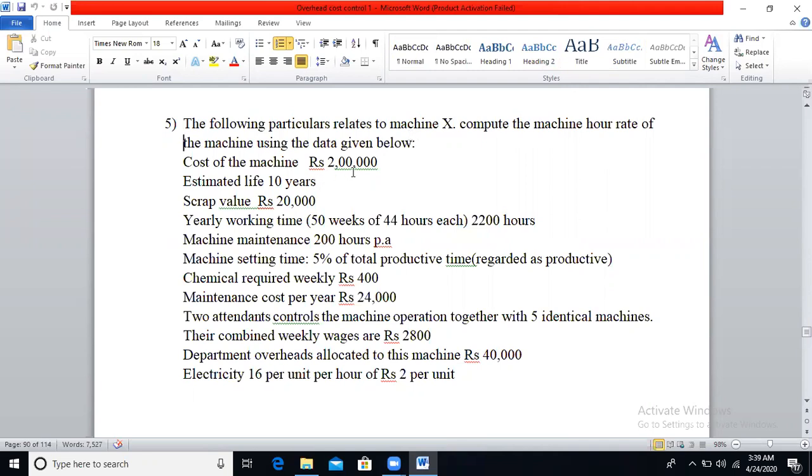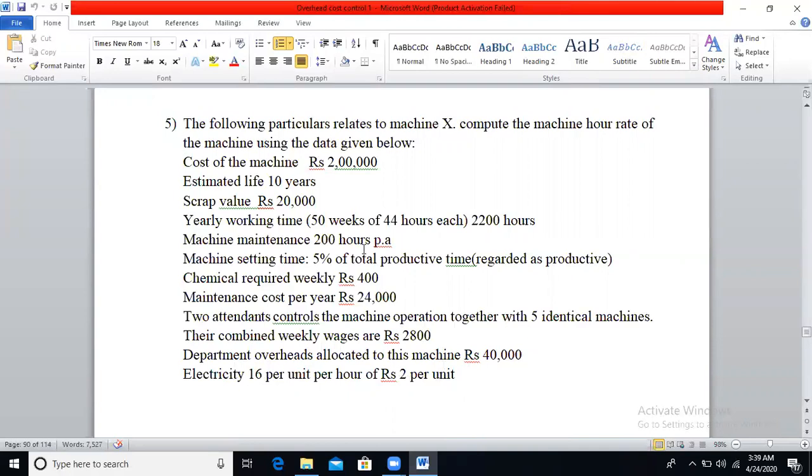So they have given the cost of machine, estimated life, scrap value, yearly working time, machine maintenance, and machine setting time, 5% of total productive time regarded as productive. Chemical required weekly, maintenance cost per year. Two attendants control the machine operation together with five identical machines. Their combined weekly wages are 2,800. Departmental overheads allocated to this machine, that is 40,000. Electricity 16 units per hour at rupees 2 per unit.